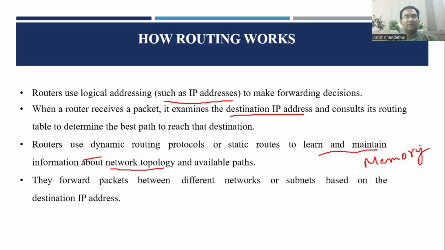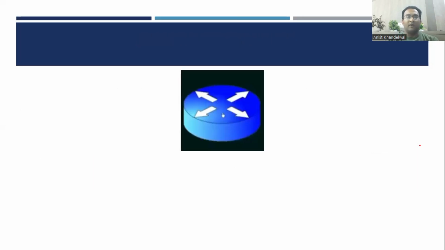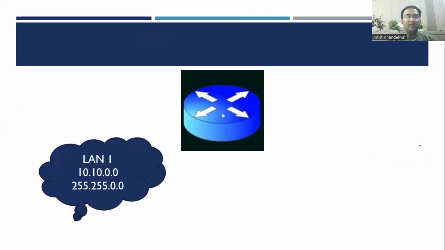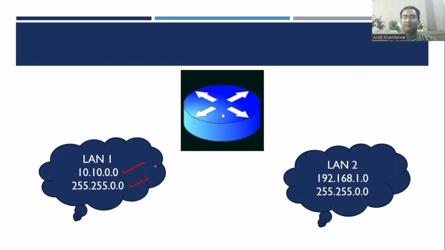So now let us look at the concept of the router. This is the router which we are going to use. This is local area network 1, in which the IP address which we are using for the network is 10.10.0.0 and the subnet mask is 255.255.0.0. Then we have another local area network in which the network address is 192.168.1.0 and subnet mask is 255.255.0.0. So these two networks are different.